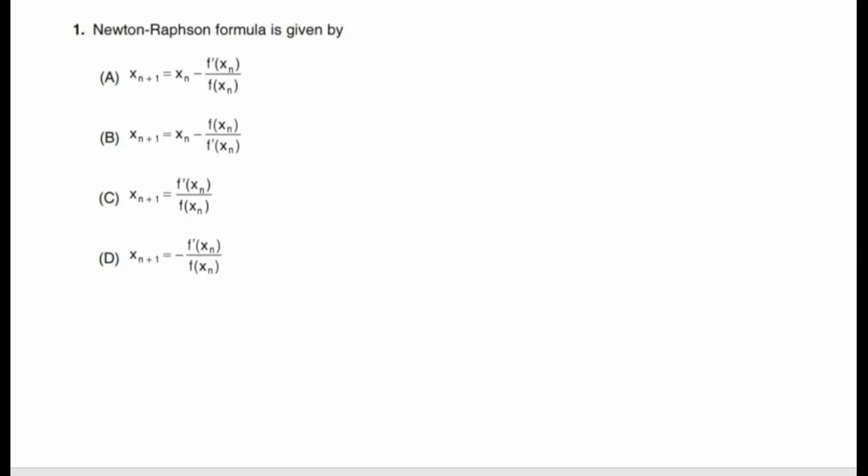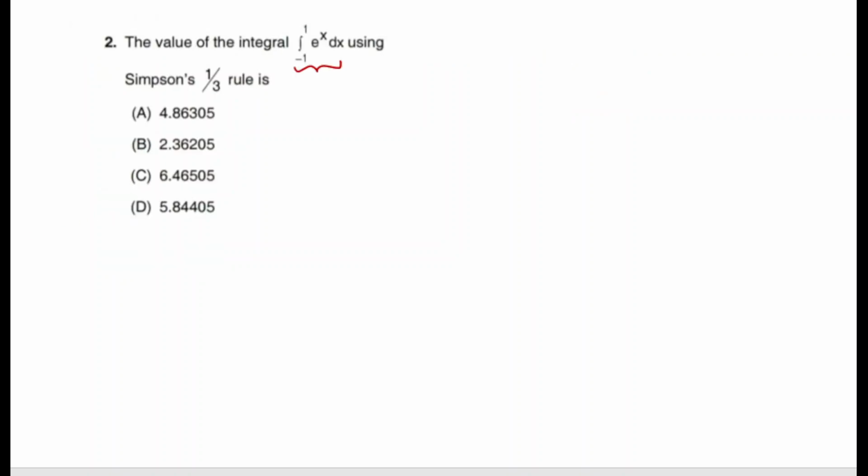What does the first question say? The Newton-Raphson formula is given by. It is a very easy question and it is a direct question. The Newton-Raphson formula is given by x(n+1) equal to xn minus f(xn) divided by f'(xn). f'(xn) is the derivative of f(xn). Which is the right option? If I compare with the options given, option B is the right option. Yes, let us proceed to the next question.